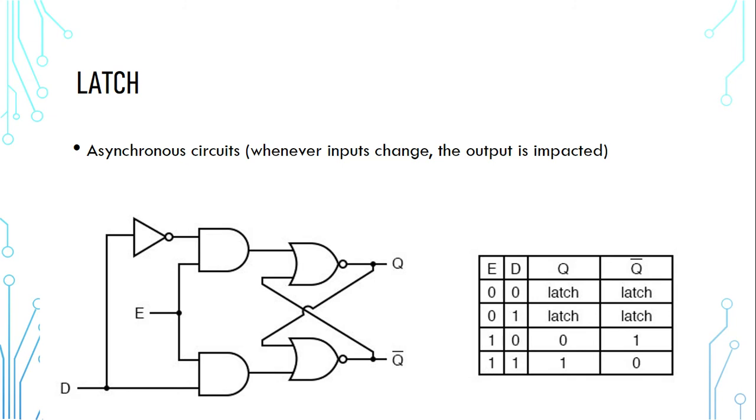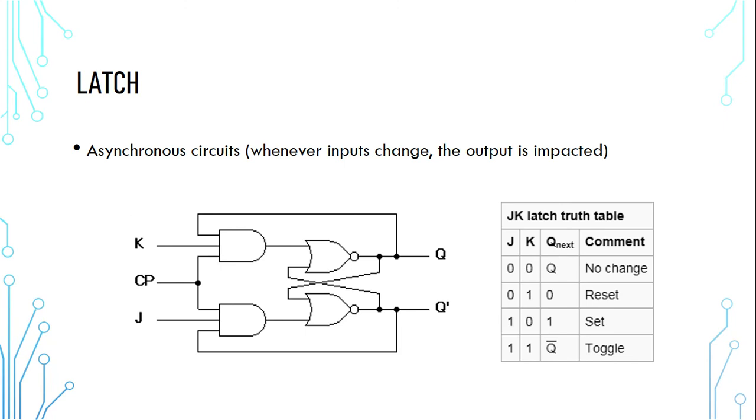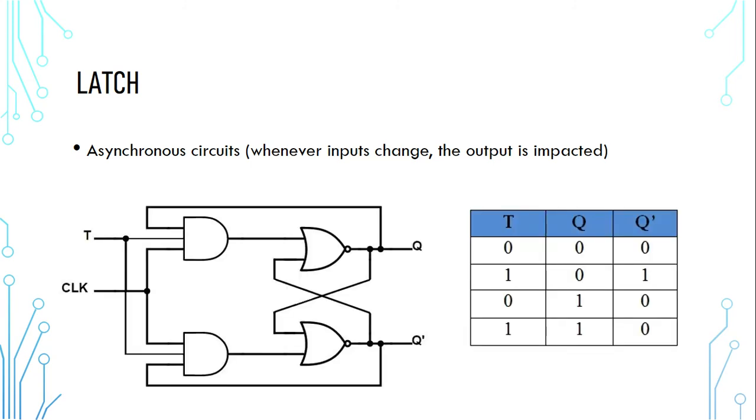JK latch. It is similar to SR, but the difference is that we don't have a forbidden combination of inputs here. And if we connect J and K in our JK latch, we will have a T or toggle latch.